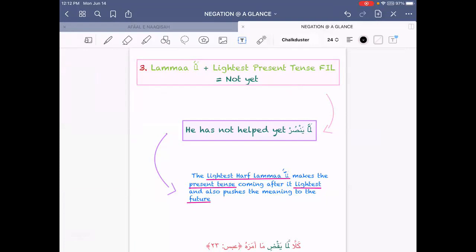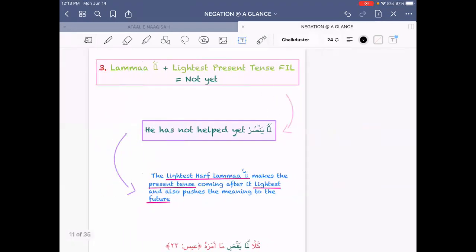Lamma, if you go to the 10-day intensive Nahu workbook, you will see over there the lightest harf list given. I don't know if it's page 51 or 52 or 50, I can't remember right now. The list also gives the meanings of the huruf. So lamma with the present tense will always mean not yet. And lamma with the past tense will always mean when. So there is no negation over there. That's why it's not mentioned in negation.